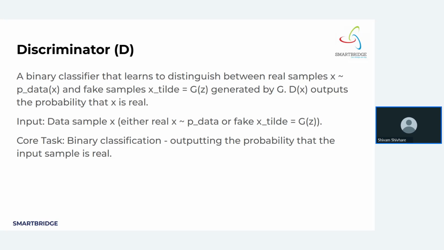I already said what the discriminator will do. It is going to train on real data. P data is nothing but real data, and it is going to get the fake sample. The generator will give the fake sample, and the discriminator will observe the probability of real and fake and give some output. If it is high, it will say it is fake data. If it is too low, it will say it is real data, and it will exit.